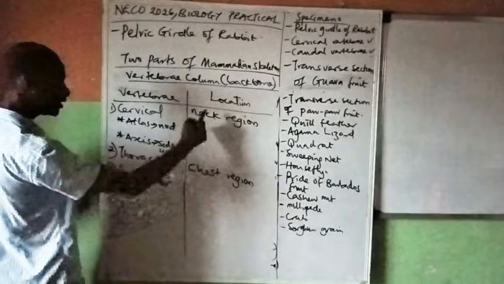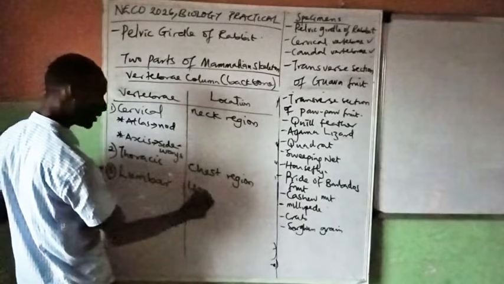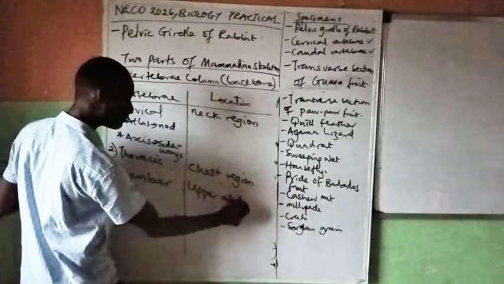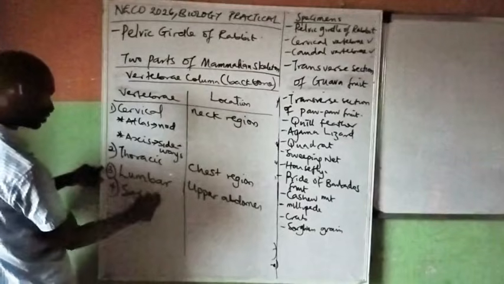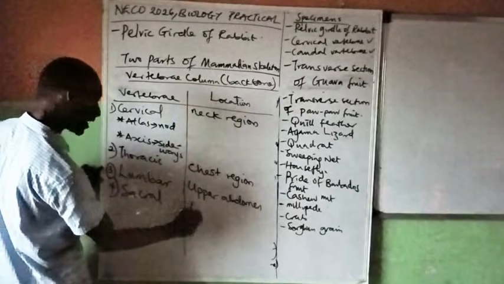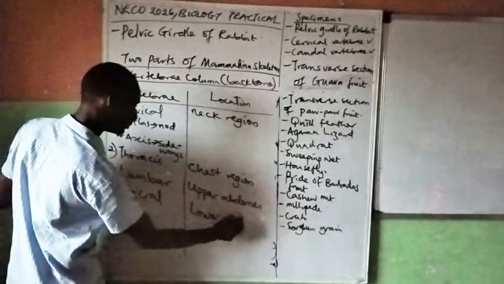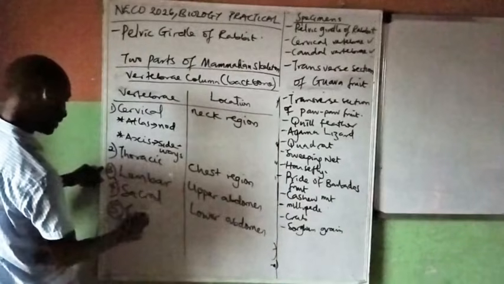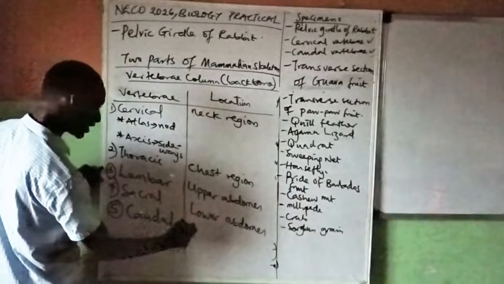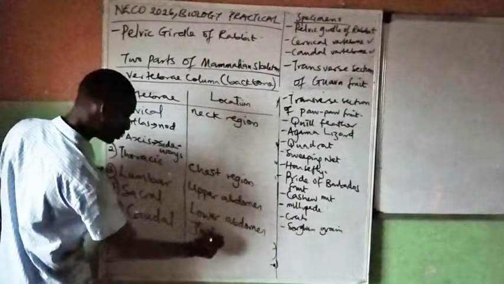The lumbar, the location is the upper abdomen. Upper abdomen. Then we have the sacral. The sacral is the lower abdomen. And then you have the cauda or the caudal. The caudal is the tail region.